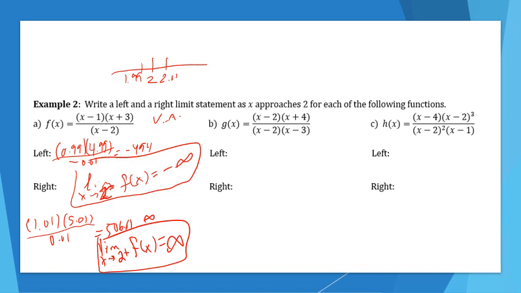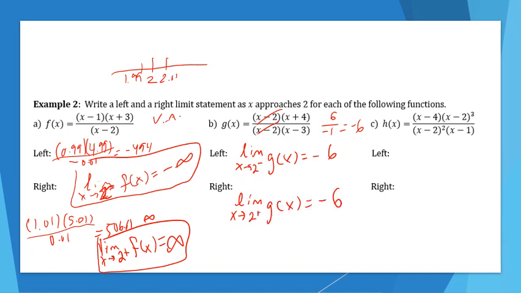All right, for B, at x equals 2, this is actually a hole, right? It's equally heavy. And so all you want to do here is just cancel, and now we can plug it in. So if we plug it in, 2 plus 4 is 6, over 2 minus 3 is negative 1. This is negative 6, and that's going to be the same for the left and the right-hand limit statement. So here, the limit as x approaches 2 minus of g of x equals negative 6. And then from the right, the limit as x approaches 2 plus of g of x equals negative 6. And that would be our answer there.